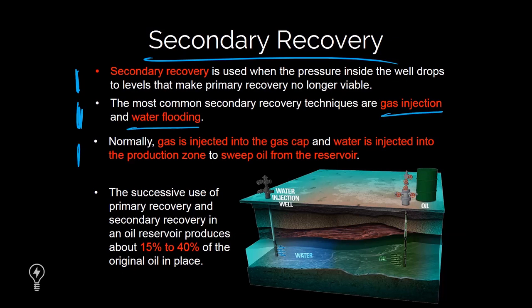Normally, gas is injected into the gas cap and water is injected into the production zone to sweep the oil out from the reservoir. Now, it's believed that the successive use of primary recovery and secondary recovery in an oil reservoir produces about 15 to 40% of the original oil in place.